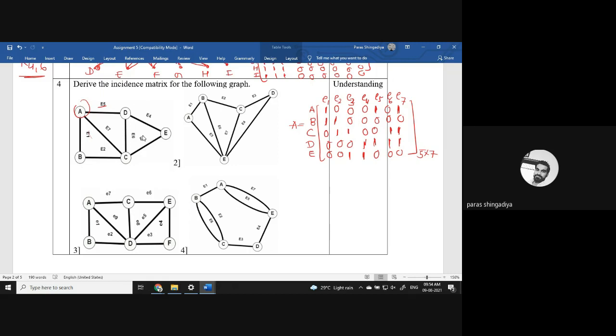Okay. Now try it for the second graph, and the third and fourth are for practice. They are for homework. Do it for the second graph right now.